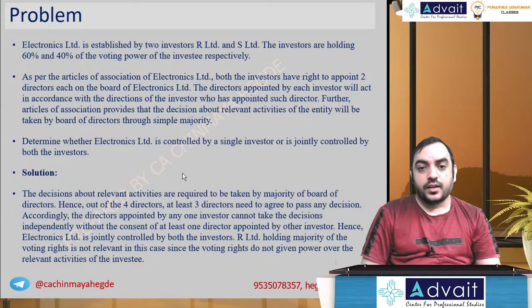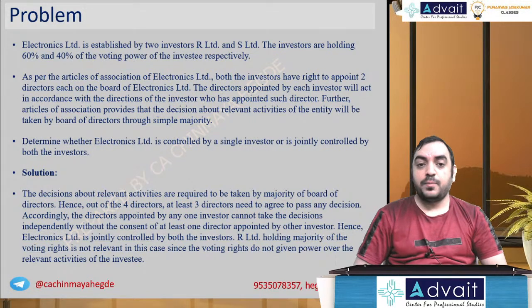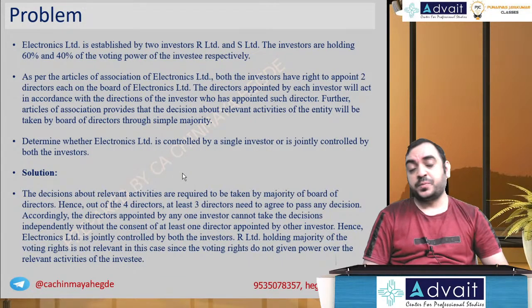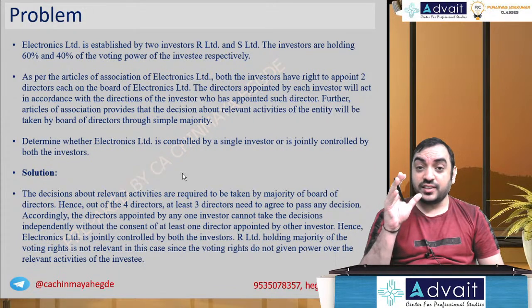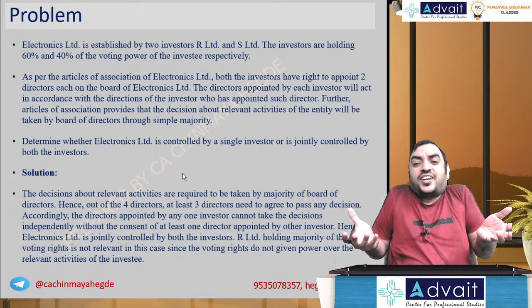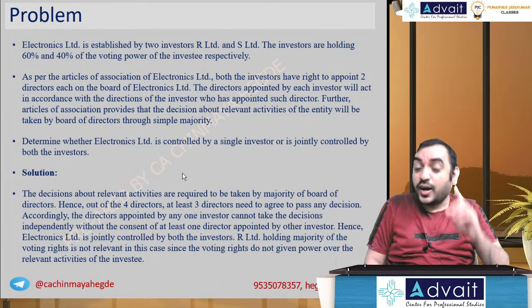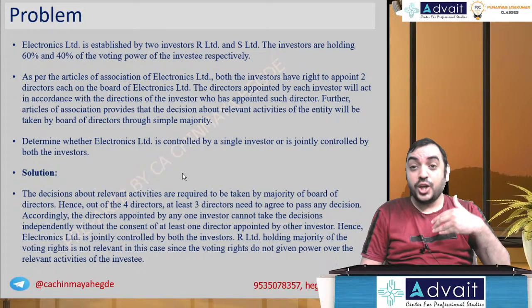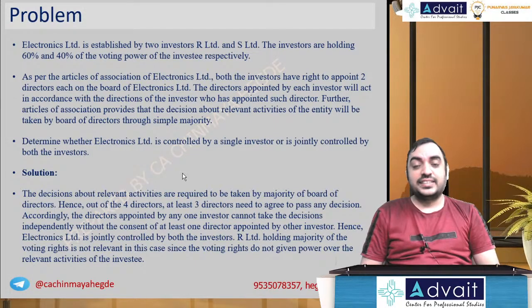Electronics Limited is established by two investors, R Limited and S Limited. The investors are holding 60% and 40% of the voting power of the investee respectively. So one is having 60%, the other is having 40%. Looking at the information at this stage, it appears you're having 60%, you have the control. That is what AS 21 will take. That is what a rule-based system will say.